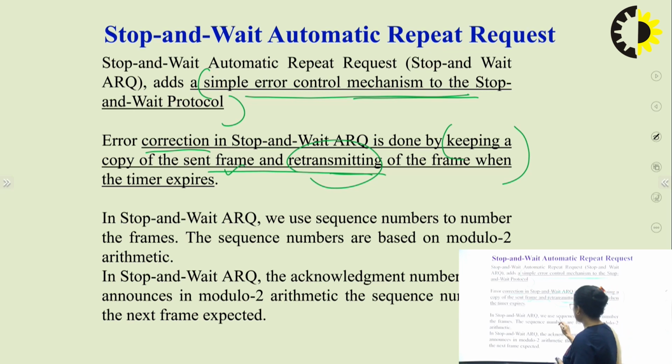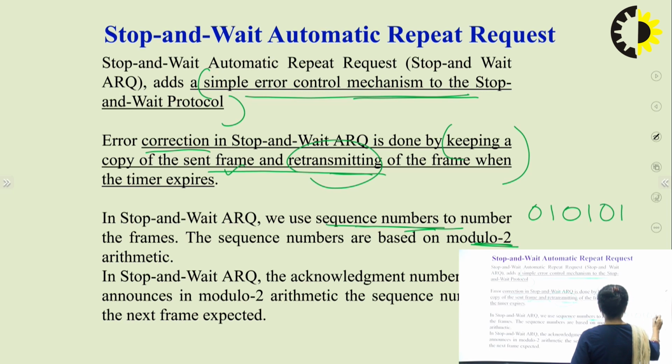So for doing so, we use sequence numbers of base 2. That means the sequence numbers are modulo 2. Since it is in base 2, we call it modulo 2 arithmetic. The sequence numbers fluctuate as 0, 1, 0, 1, 0, 1, and so on. I'll take up an example and show it to you. Here, the acknowledgement number is also using the same numbering.